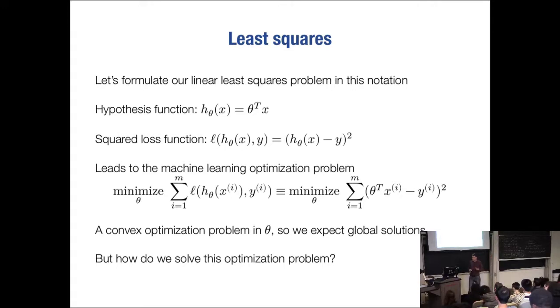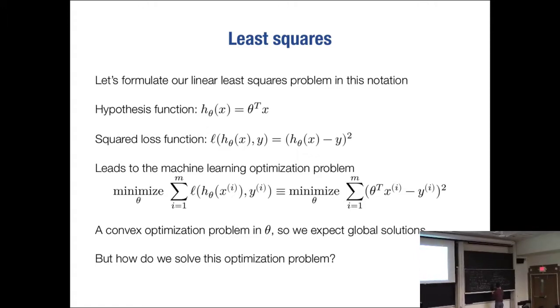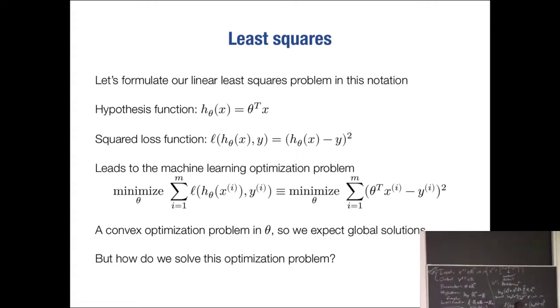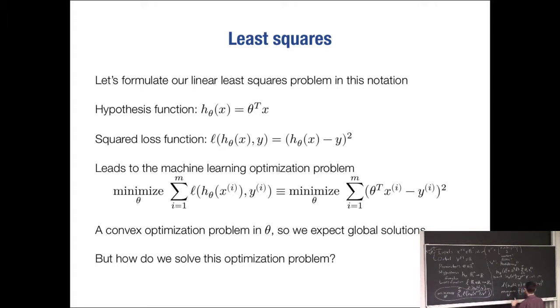And so what this leads to is the machine learning problem, where I'm just going to take all my assumptions here and plug them in. So my optimization problem is to minimize over theta the sum from i equals 1 to m of, well, h there is just an inner product, so it's going to be theta transpose x_i. And my loss function is the squared difference, so it's going to be minus y_i, squared.